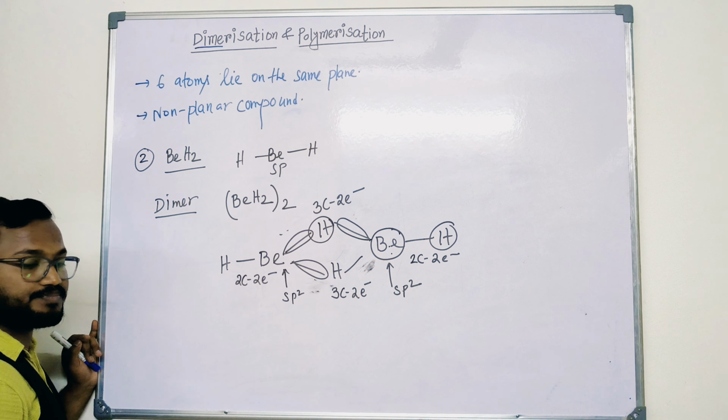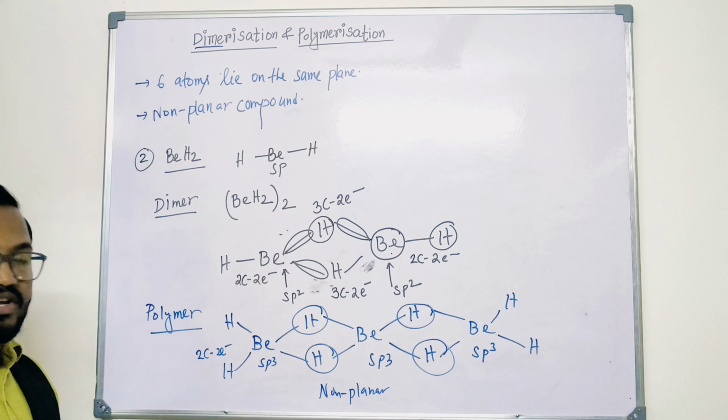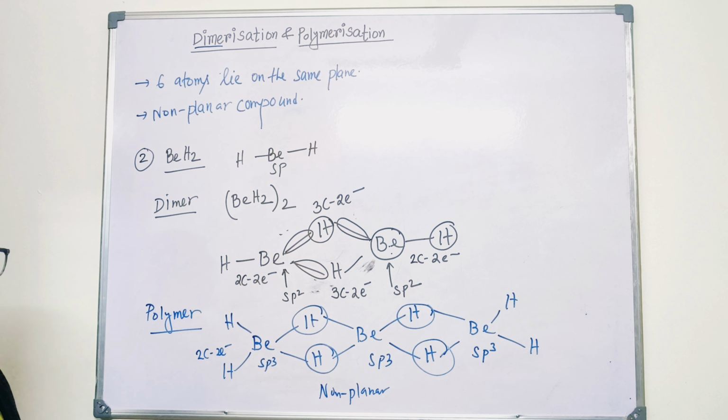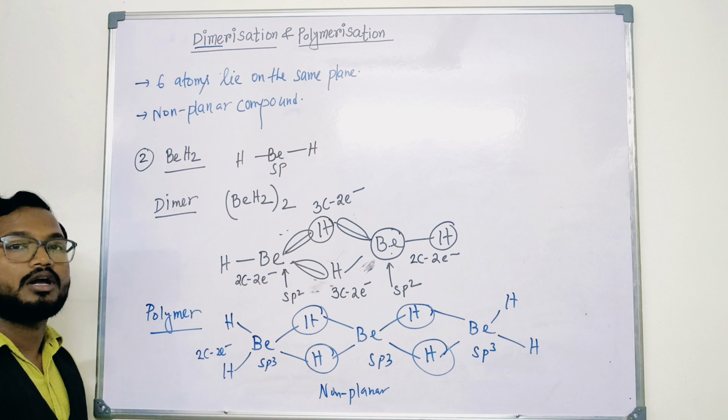For each atom, you check the hybridization. 4 bonds, sp3. 4 bonds, sp3. This compound is also non-planar. Here also there are 3 center 2 electron systems, and the terminal bonds are 2 center 2 electron systems. This is the general representation of B2H6. Understood? So coming to the next formats, some other compounds we will see.